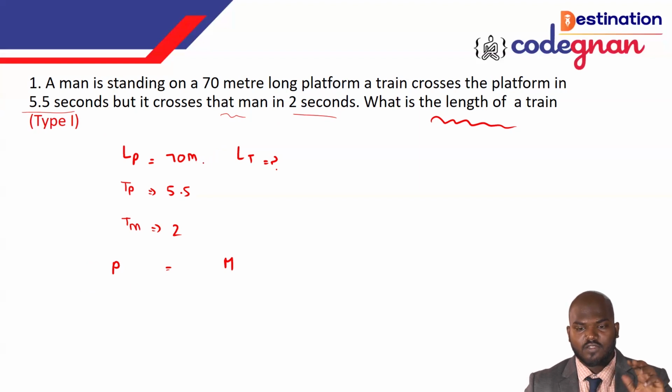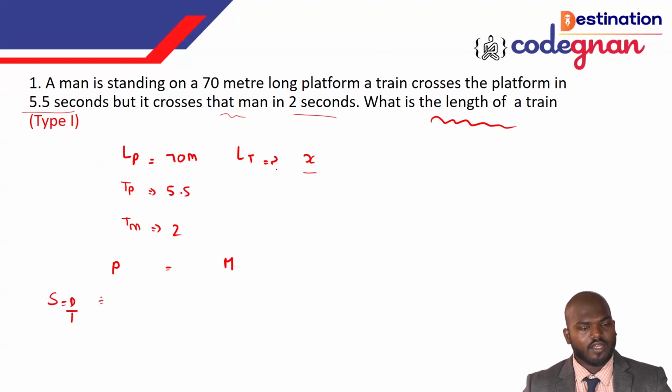That's the distance. And here we can call the length of the platform x directly. I'm using the formula: length is not a speed, we can call it distance only. So I can take the same formula: speed is equal to distance by time.